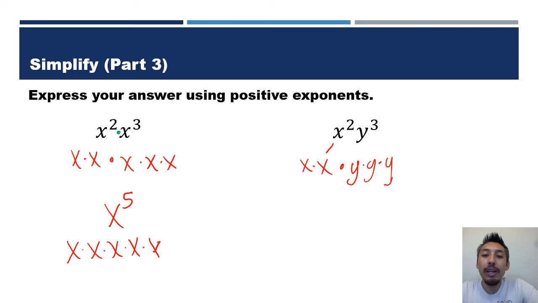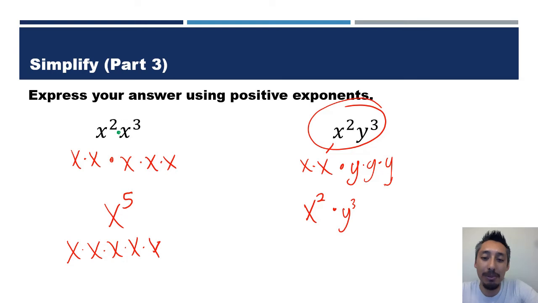But over here, we have two different variables. The same technique that worked before is not going to work here. X times x is just x to the power of 2, and y times y times y is y to the power of 3. They're different variables. That's the most that I can simplify them, which means that I didn't change this. This was already simplified. These two are the same.